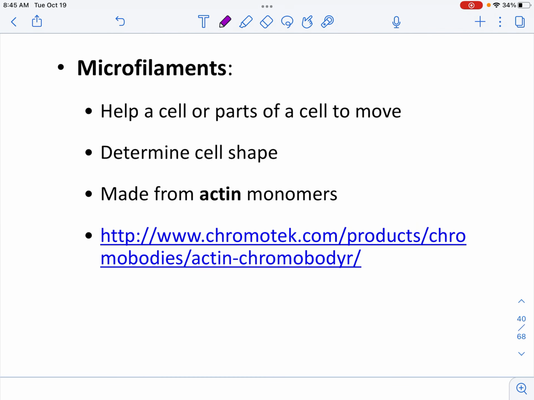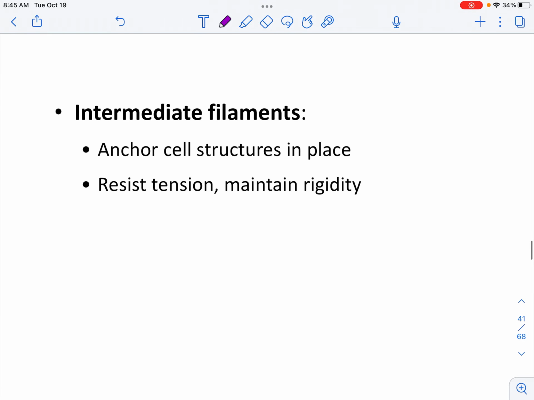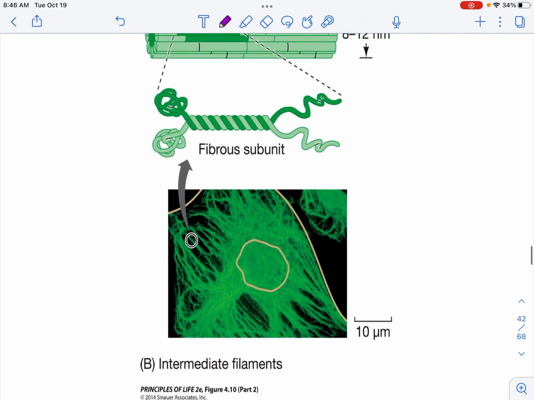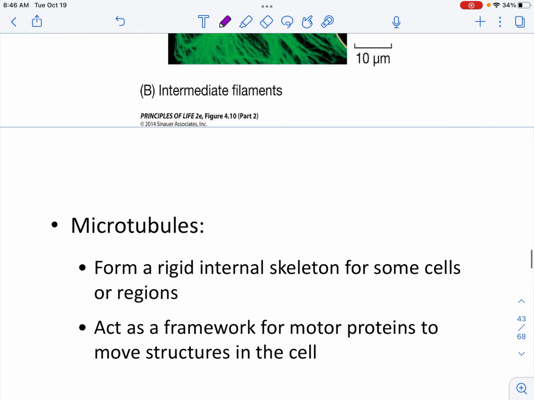A cytoskeleton is made of many different structures, such as microfilaments. Microfilaments help a cell or parts of a cell to move. They determine the cell shape, and they're made from actin, a protein. Intermediate filaments anchor cell structures in place, resist tension, and maintain rigidity. Here's an example of intermediate filaments. They maintain cell structure. Again, they label it with a dye.